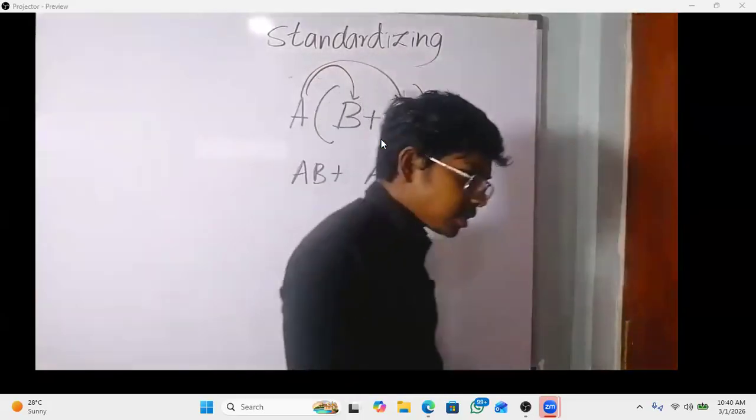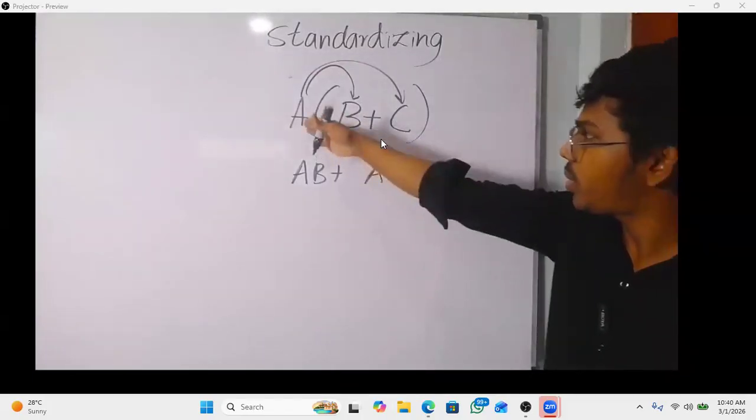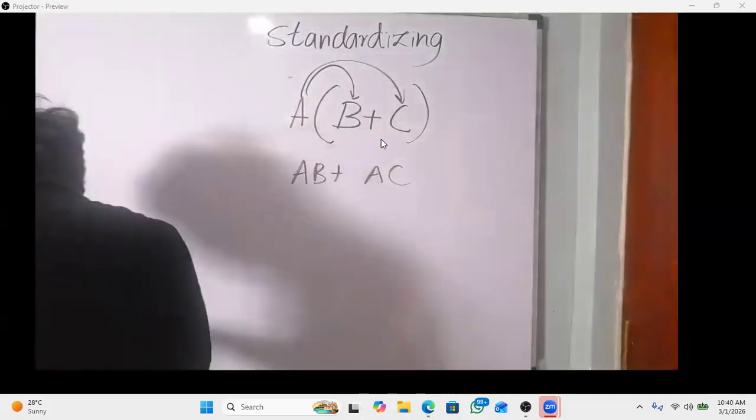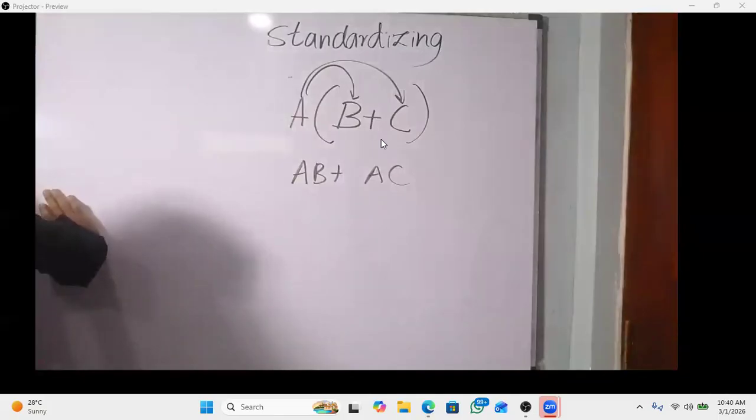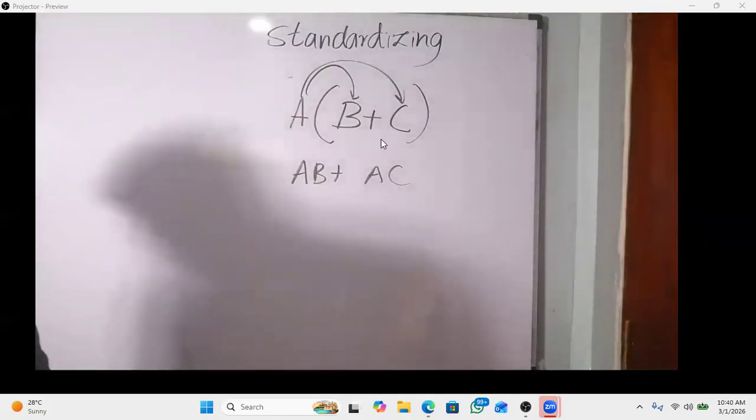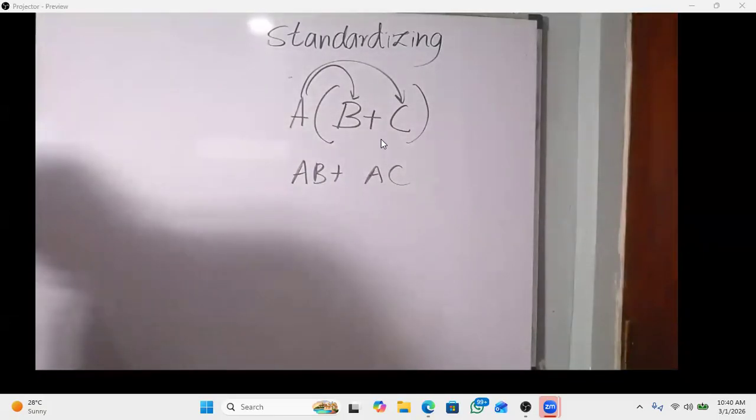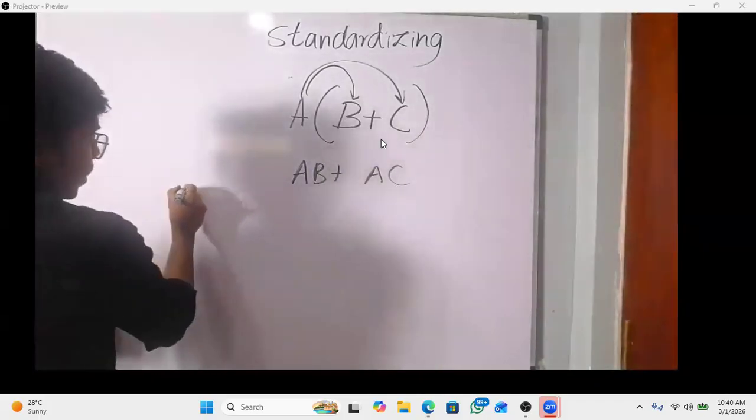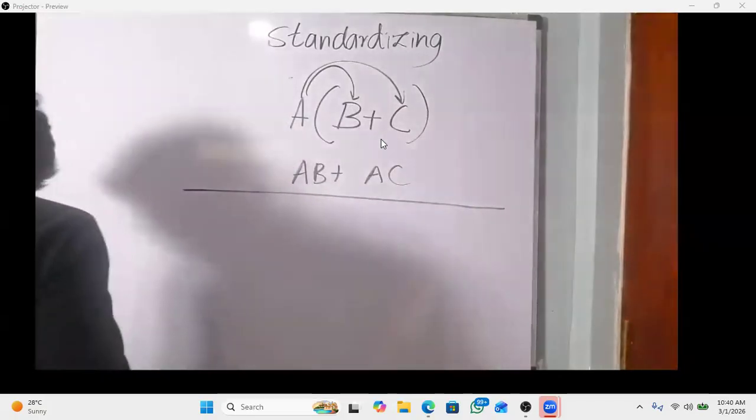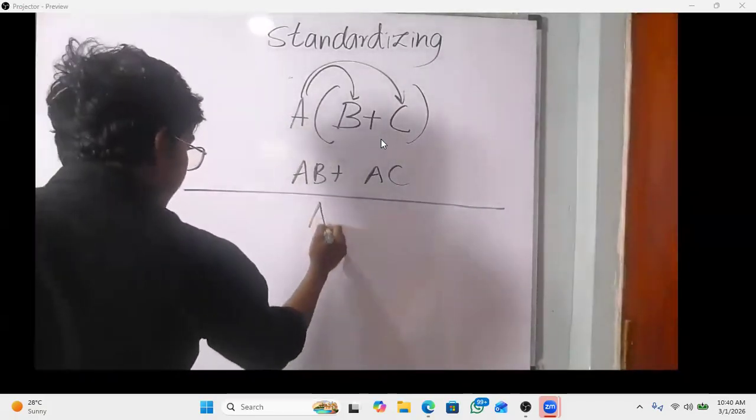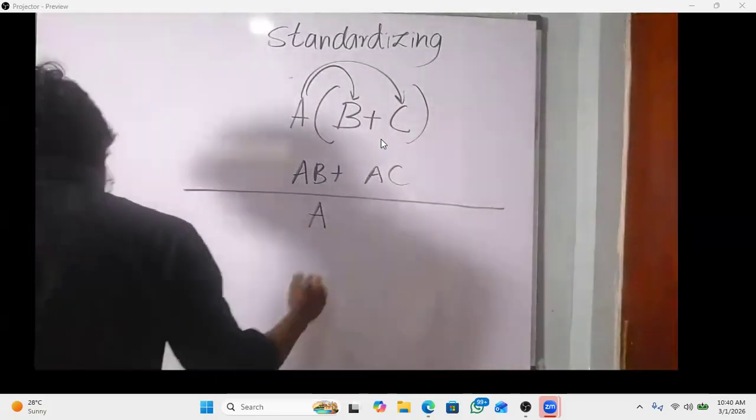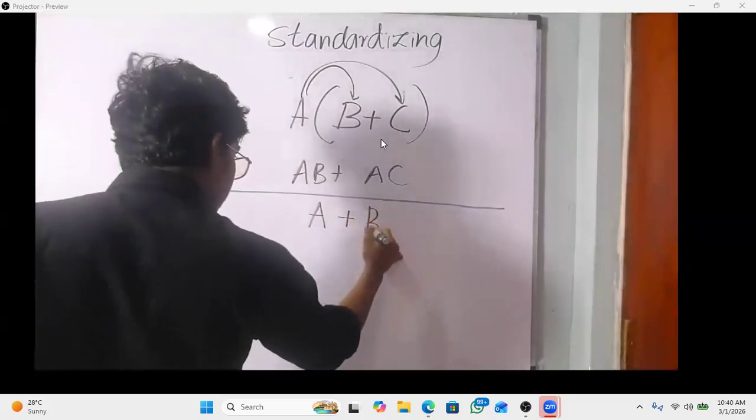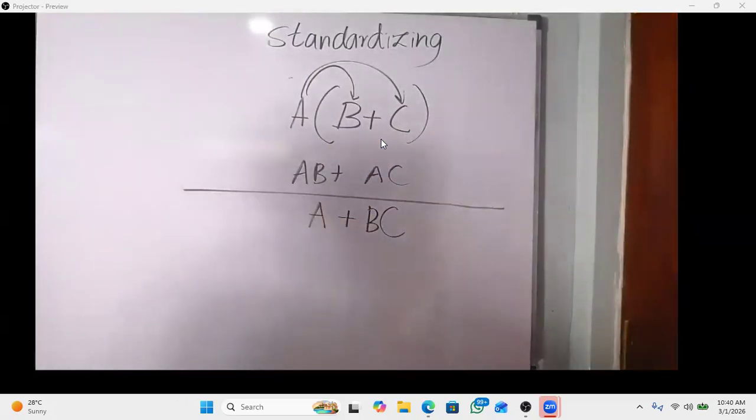That is the way. That's the method. You multiply each and every term by that. Then what happens? Let's do this the other way. If we think of this the other way, the same thing, A plus BC, A plus BC.